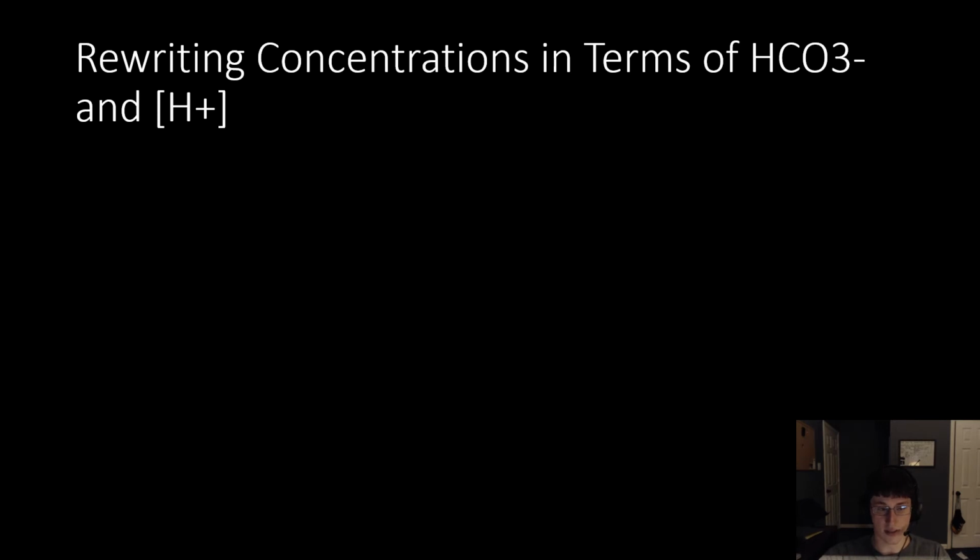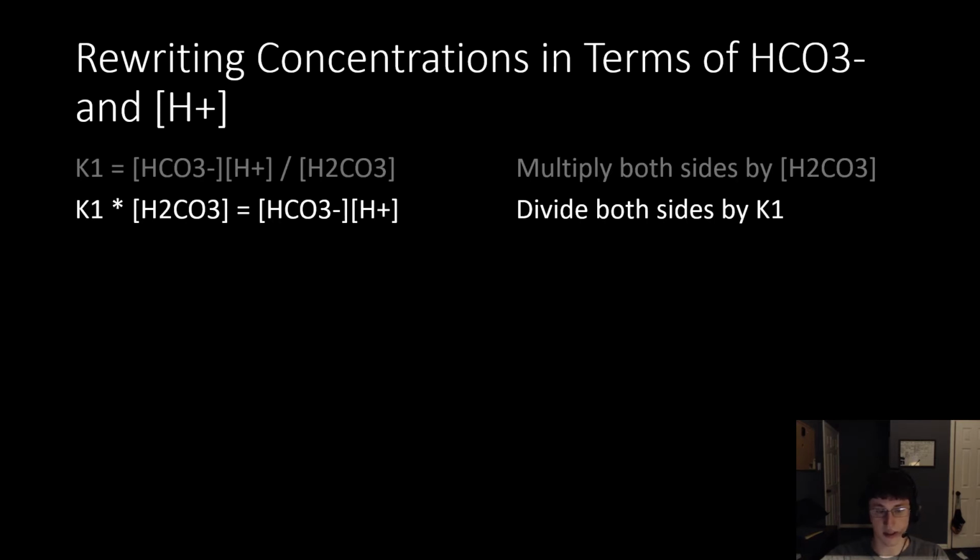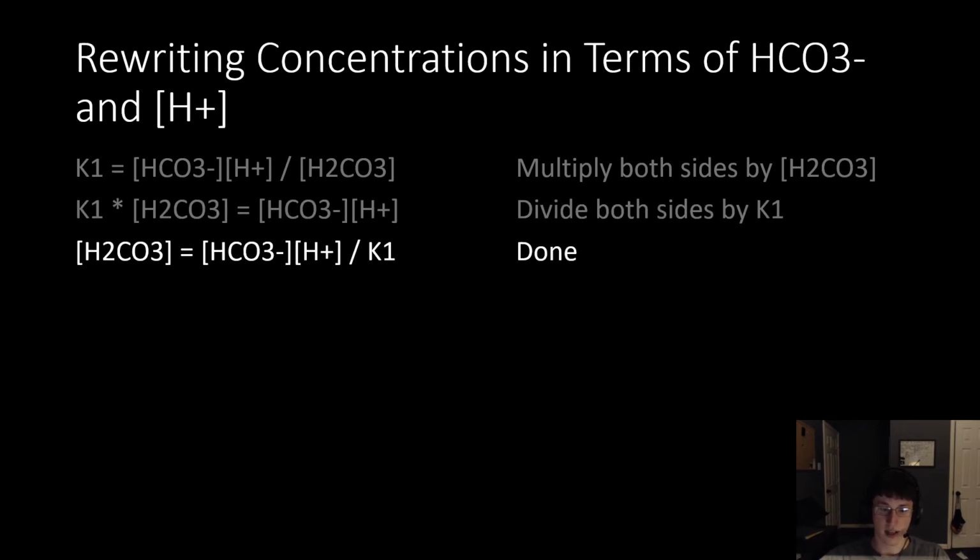And so now we can begin to rewrite the concentrations in terms of bicarbonate and hydronium. Taking the first dissociation, we have, once again, K1 equals HCO3 times H plus divided by the carbonic acid concentration. So we'll multiply both sides by the carbonic acid concentration, which will yield that equation. And then we can divide both sides by K1. And we've now isolated the carbonic acid concentration, and it is in terms of hydronium and our desired ion, which is bicarbonate in this case.